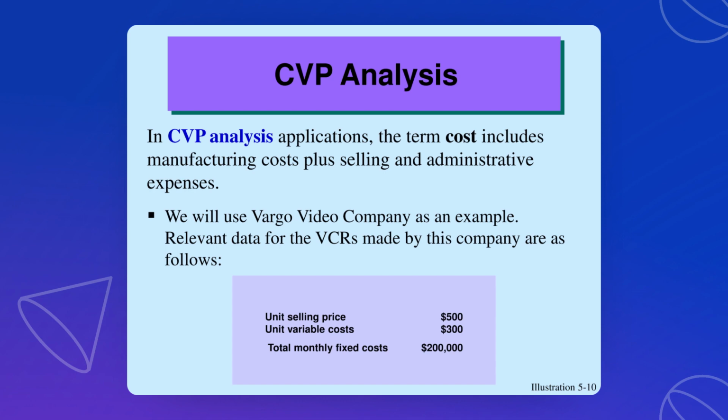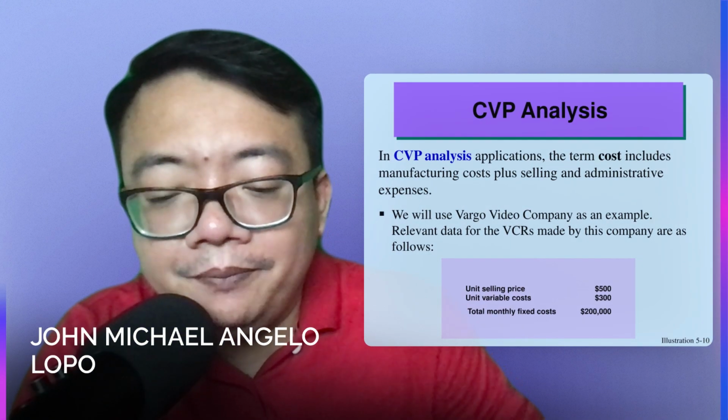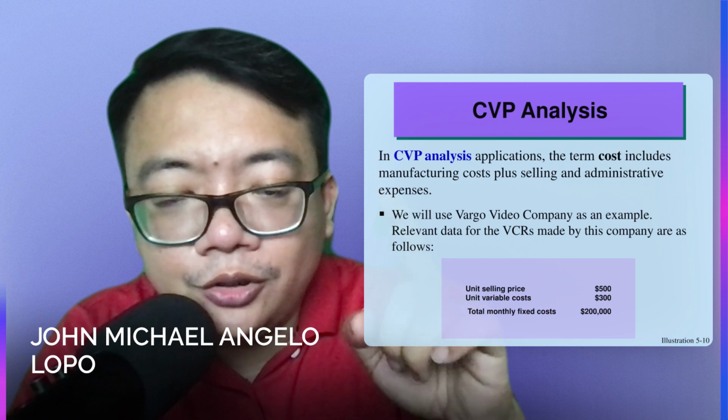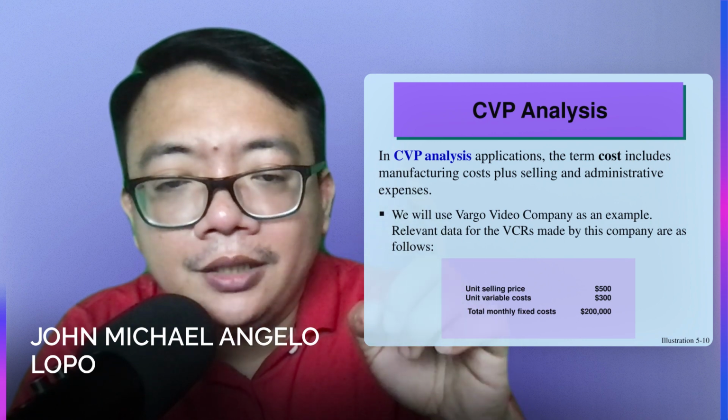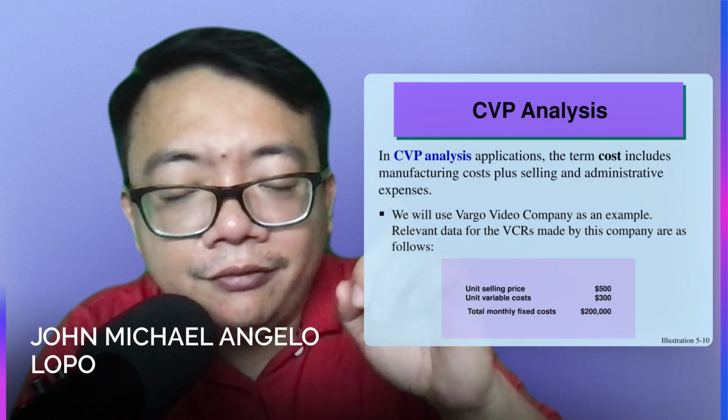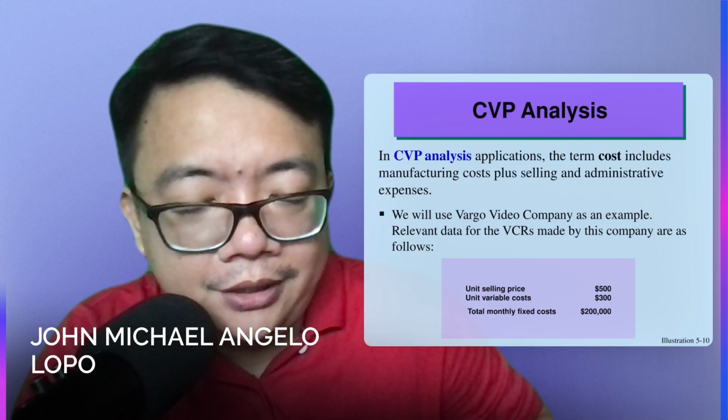We will use this video company as an example. Again, always given is the unit selling price of 500. Always given also is the unit variable cost, meaning selling price minus variable cost per unit is your contribution margin. And the last one is the total monthly fixed cost. Again, a question for you, class: why is it always given, the selling price, variable cost per unit, and the monthly fixed cost? Because all of these will remain constant regardless of the activity level. Not the total variable cost, not the fixed cost per unit. Very good.